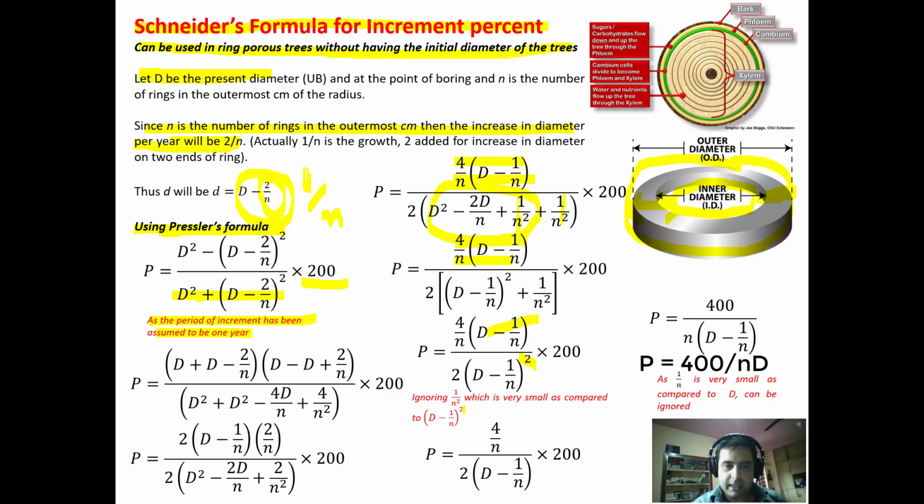So here we have ignored 1 upon n square, which is very small as compared to D minus 1 upon n. So we ignore this 1 upon n square here, and again in this term 1 upon n is very small as compared to D, so this can be ignored. So we are left with P is equal to 400 upon nD. This is Schneider's formula for estimation of increment percent in ring porous trees, where only the present reading of diameter is available and not the preceding ones.